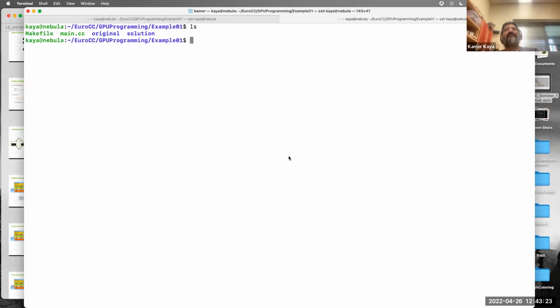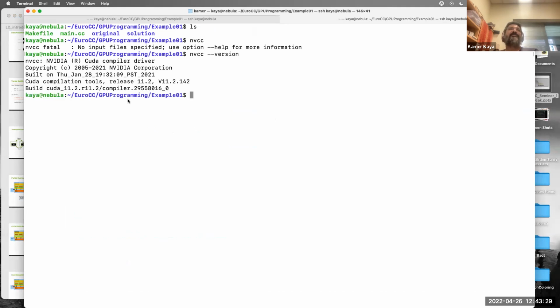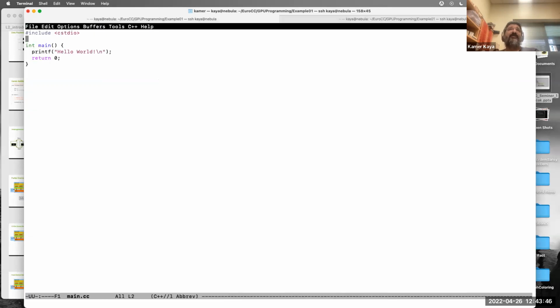Yeah, to learn it, okay, we have NVCC. So if you, for instance, do this, it looks like I have CUDA 11.2, and then if you give the code main.cc to NVCC, it compiles and it produces hello world.